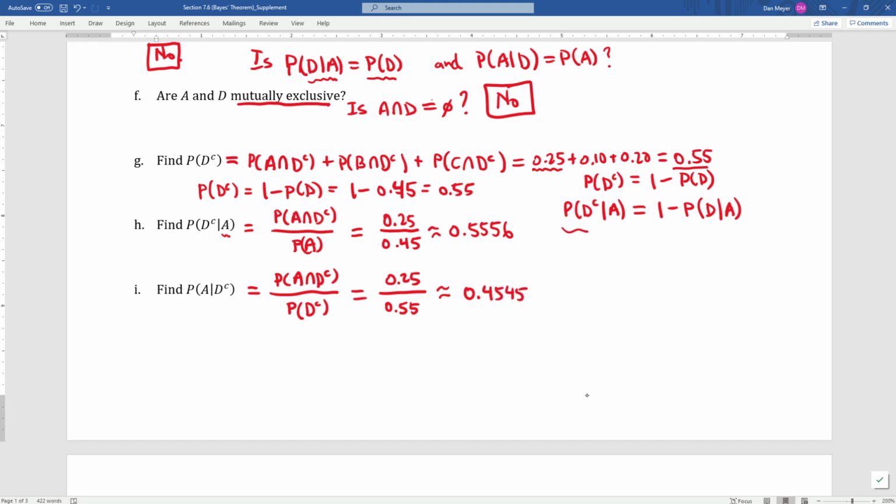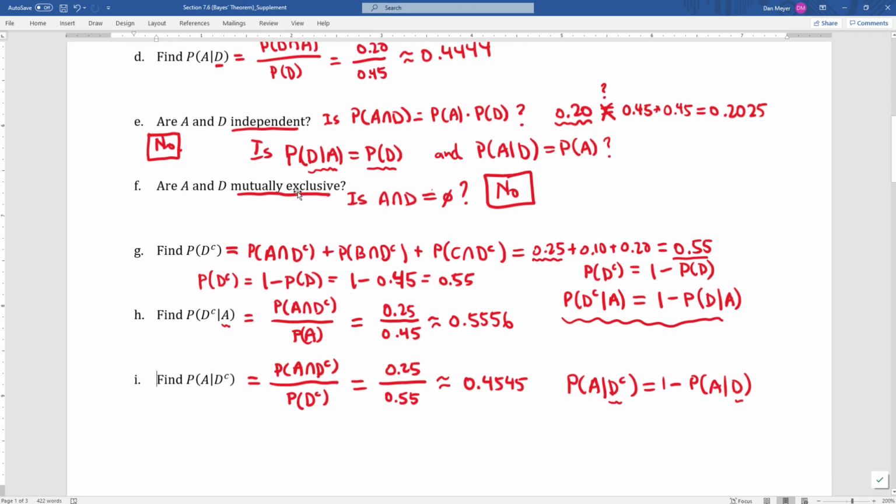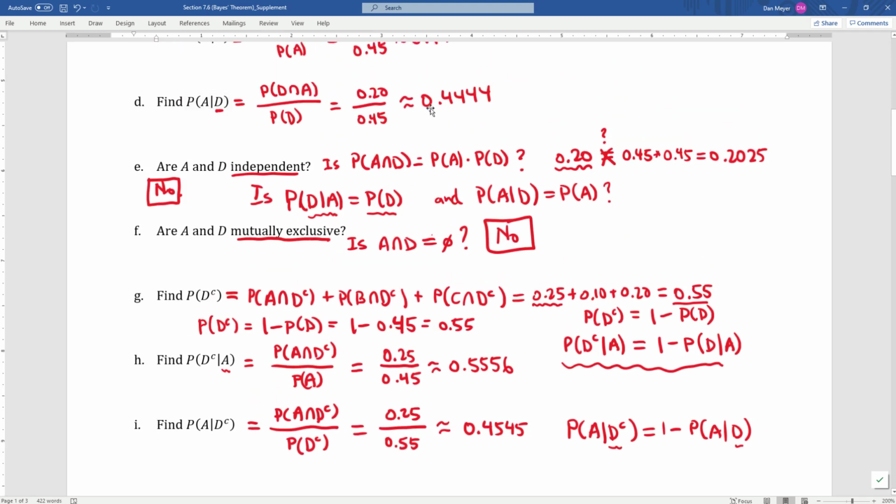And so based on the fact that we have this new complement formula, maybe there's a new complement formula here. Probability of A given D complement, is that the same as 1 minus the probability of A given D? If I have conditional events that are complement, does it work out that way? And unfortunately, it doesn't. If we go look at the probability of A given D and the probability of A given D complement, these two values don't add up to 1. So that one does not work.